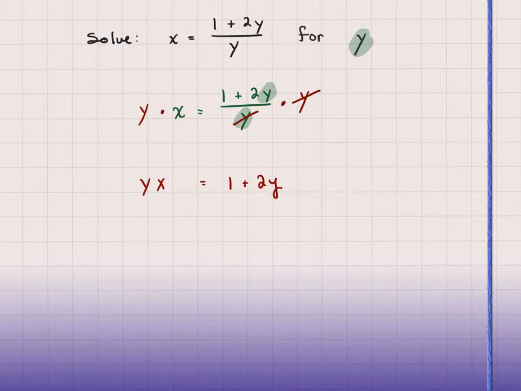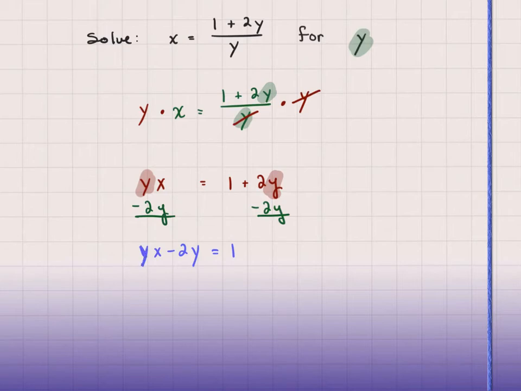Now I still have a problem that hasn't solved everything for me. If you look now, all it's done is put a y on the left and a y on the right. But now what I can do is get the y's on the same side. And to do that, I'm just going to subtract this 2y. And I chose to subtract the 2y because moving the 1 over to the left-hand side wouldn't do me any good. It wouldn't get the y's together. And so I've got yx minus 2y equals 1.